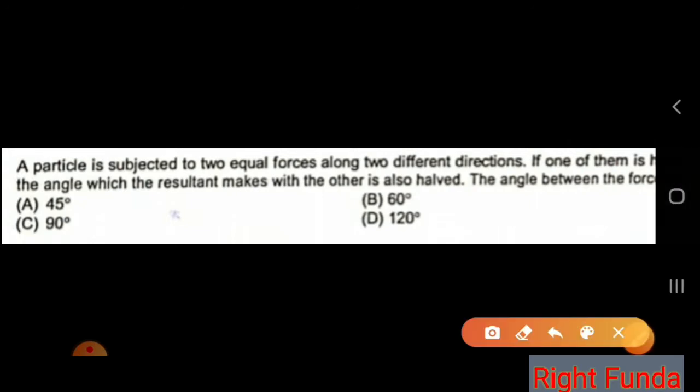So two keywords are there. The two forces are equal, forces having equal magnitude. One of them is made half, then the angle the resultant makes with the other one is also half. So we have to find the angle between the two forces.